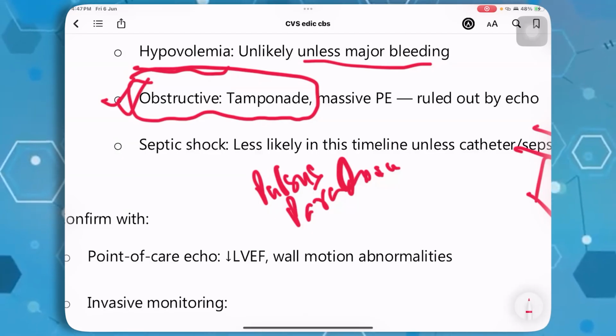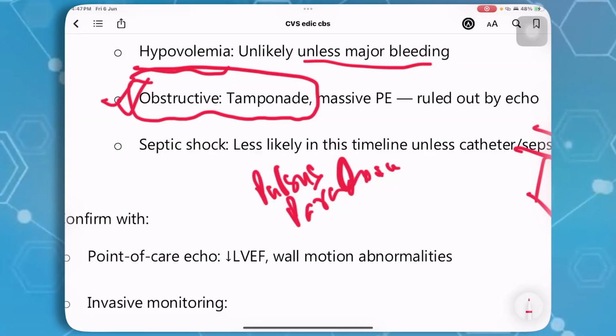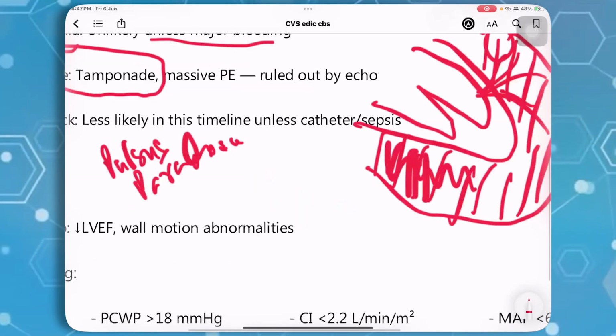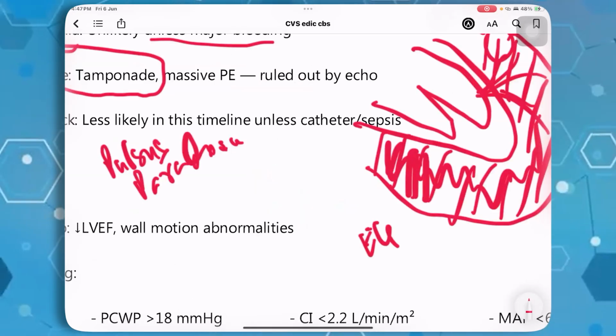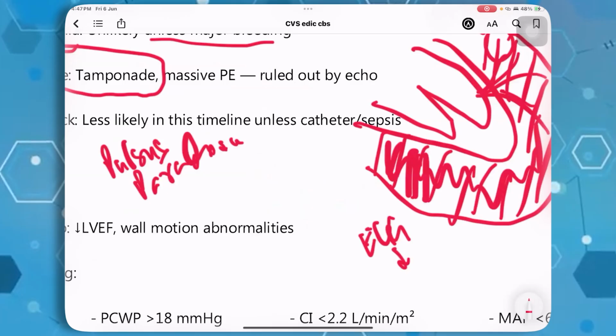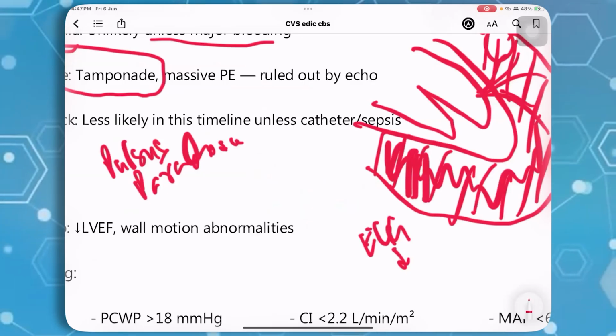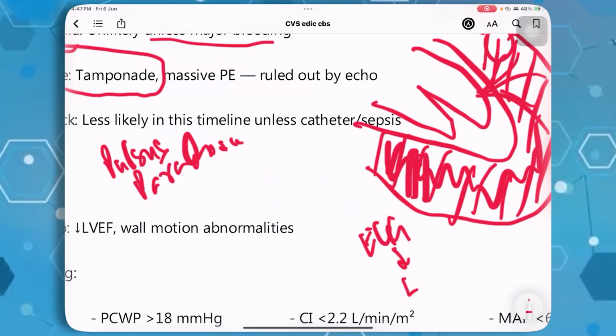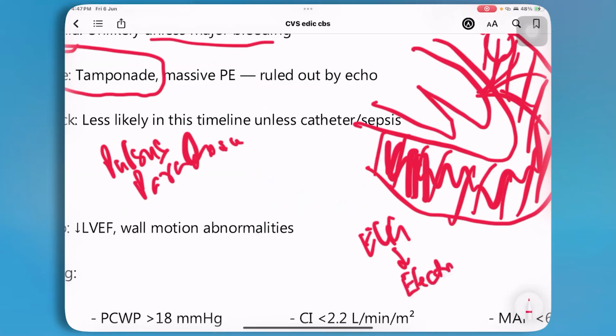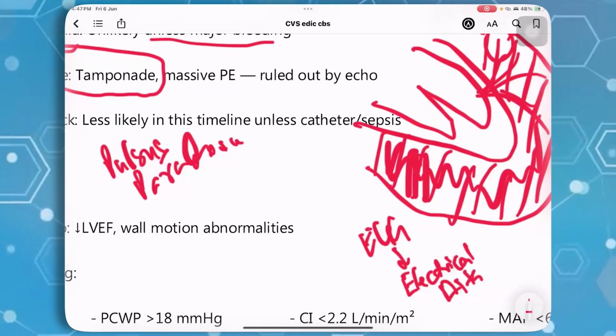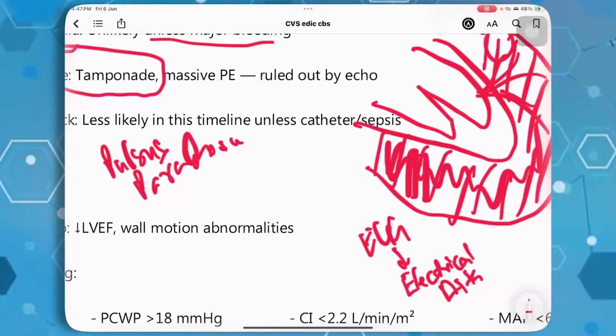Along with that, as there is blood in the pericardial cavity, the ECG will also record alternating complexes, that is known as electrical alternans. Okay, so that is known as electrical alternans.